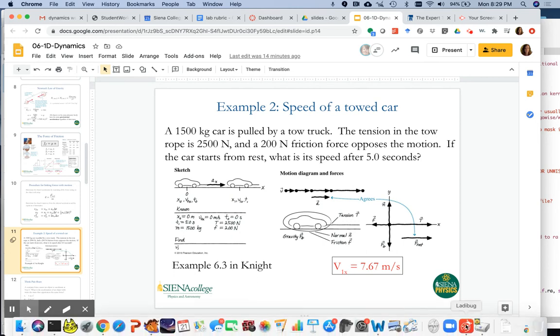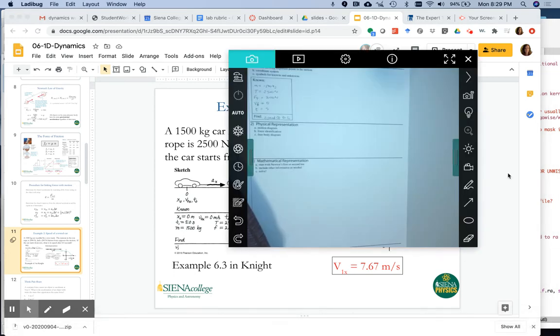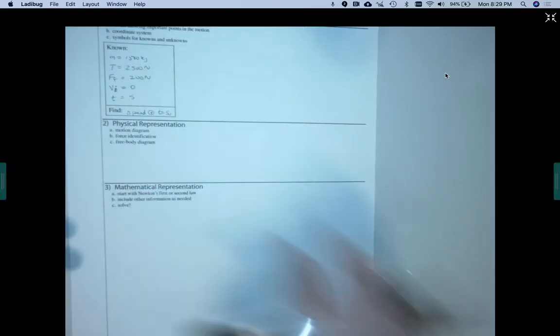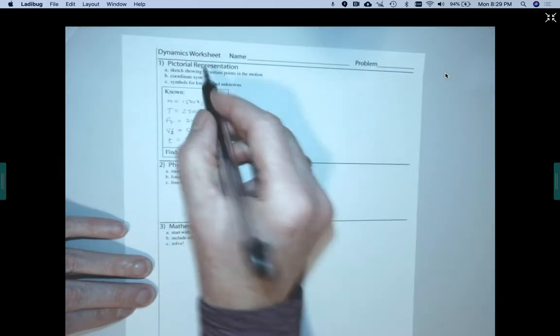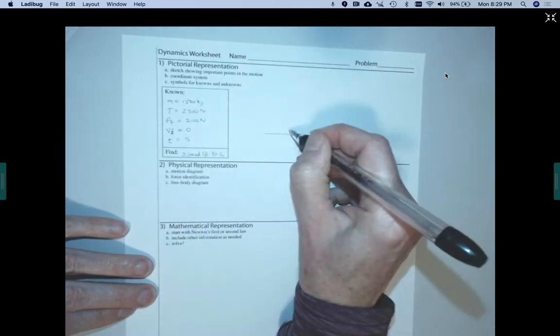So let's look at that. Okay, so we'll use our nice worksheet again for organizing everything. So we want to draw the picture again. My car.